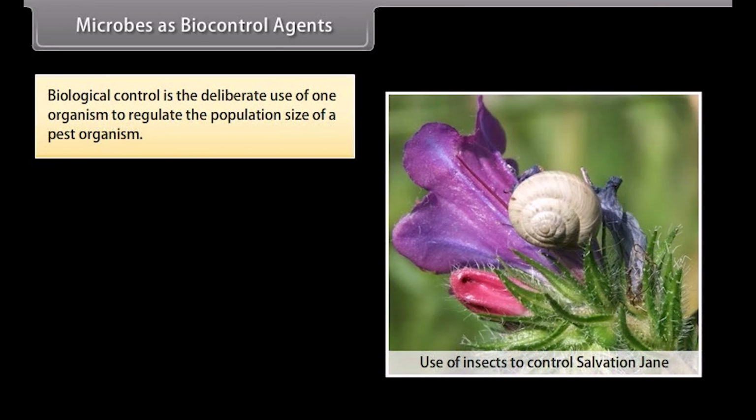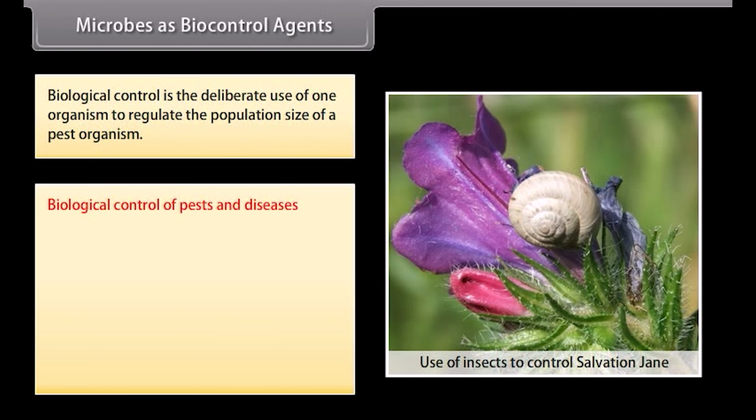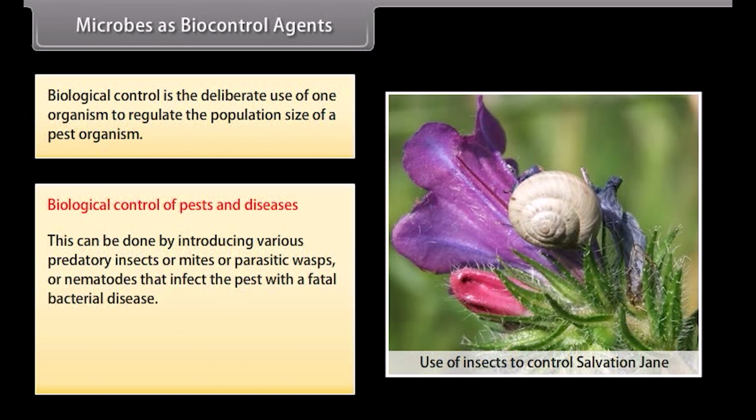Microbes as biocontrol agents. Biological control is the deliberate use of one organism to regulate the population size of a pest organism. Biological control of pests and diseases. This can be done by introducing various predatory insects or mites or parasitic wasps or nematodes that infect the pest with a fatal bacterial disease.